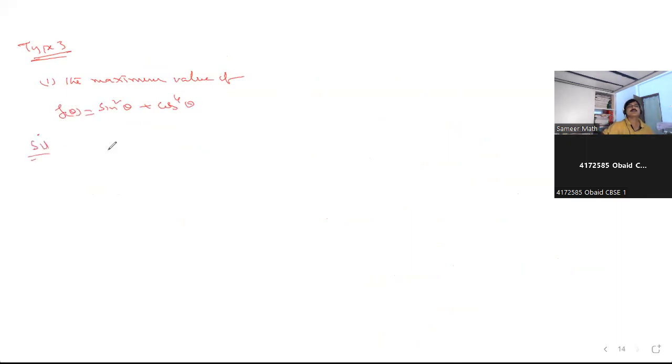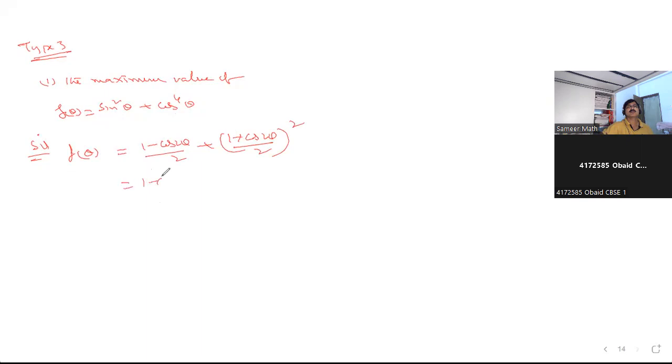What you are supposed to do? First thing is you have to remove the powers. Then only we can talk about it, otherwise not possible. Right? How to remove the powers? By using the formula. Sin square theta we can express in terms of cos: 1 minus cos 2 theta divided by 2. And cos to the power 4 theta is (1 plus cos 2 theta by 2) whole square.